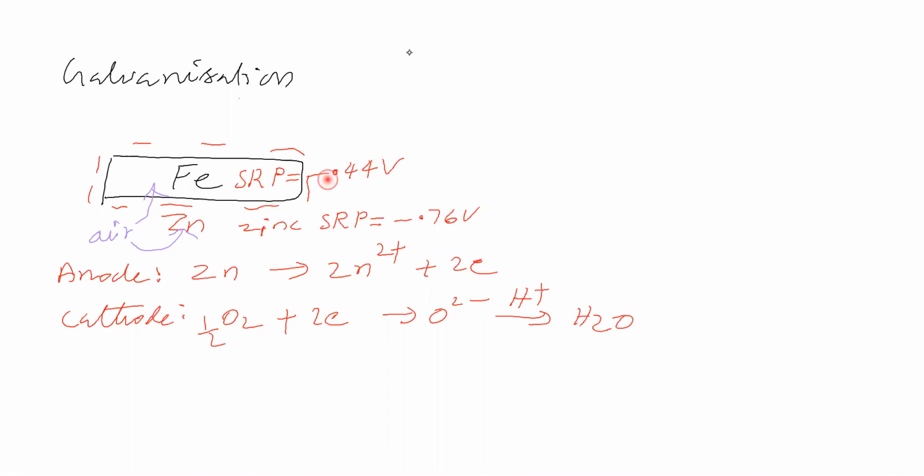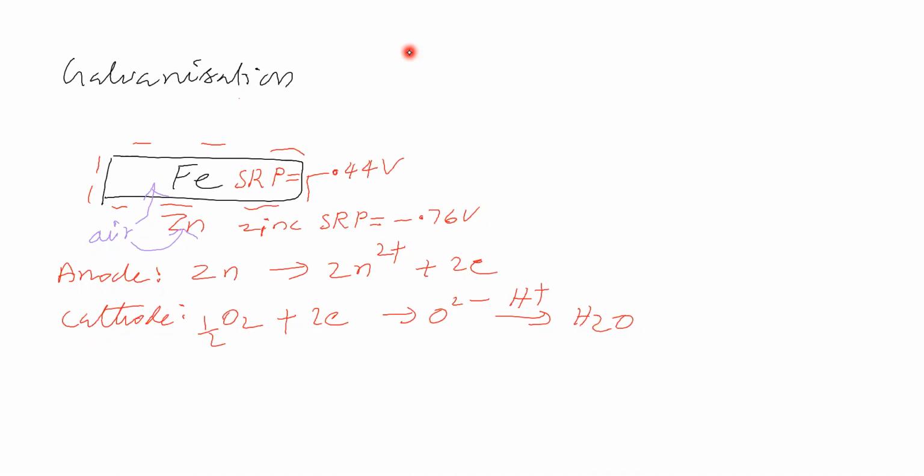Once this zinc is completely exhausted, iron can undergo rusting. So due to the presence of zinc, iron is protected. Zinc is protecting this iron. How to prevent rusting? One method is called galvanization. For this galvanization method, which metal are we using? Zinc metal.